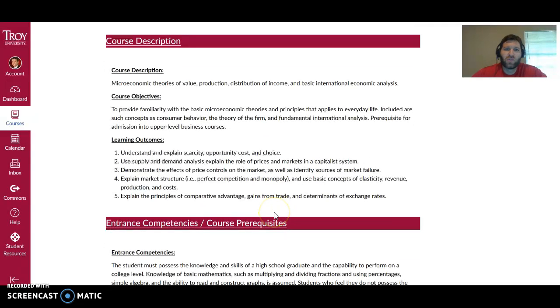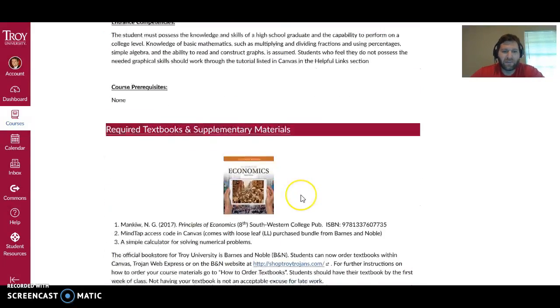So this is your Principles of Microeconomics. This is a sequence course with 2251, which is Principles of Macroeconomics. Many of you probably have already taken Principles of Macroeconomics if you're in the business school. And the textbook, I'm not going to really read through this entire syllabus. I'm going to highlight a few things.